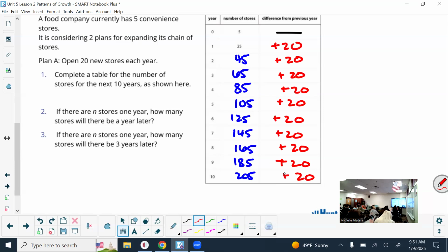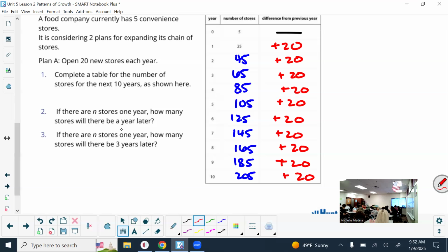All right. And normally you wouldn't need to put the plus because it's a positive number. We don't usually put positives. If there's no sign there, then we assume it's positive. But I want you to get in the habit of showing what the change is. Is it increasing by 20 or is it decreasing by 20? It's increasing by 20.